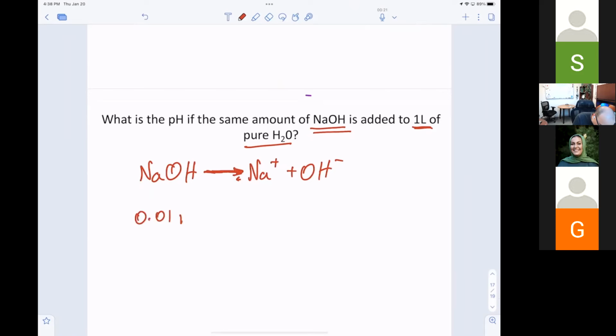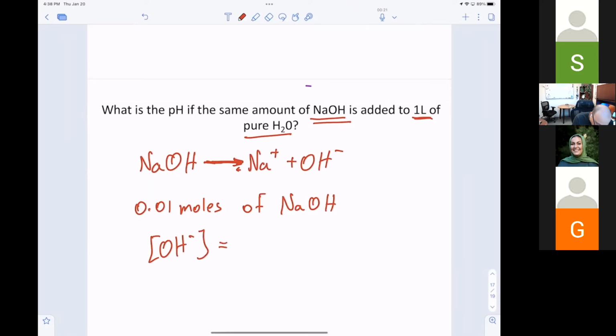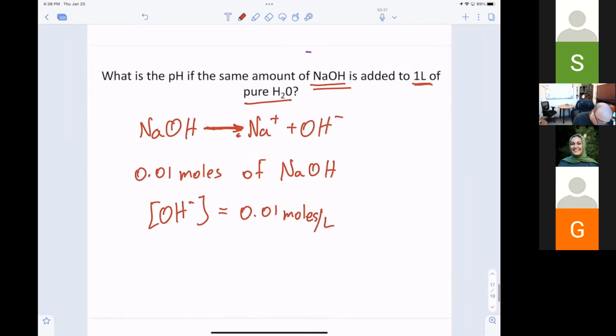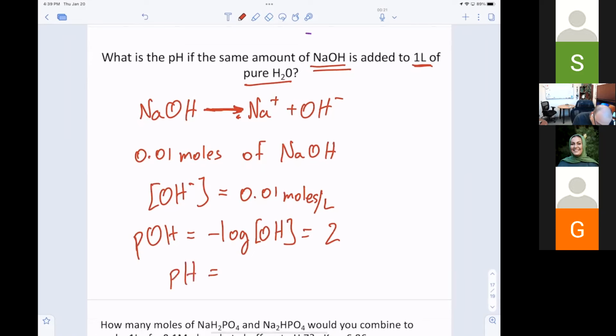So if the same amount, right, if I have 0.01 moles of NaOH in water, what do I have? Everything dissociates, so everything went to hydroxide concentration. That will be 0.01 moles per liter. And if you remember, we can do the pOH equal negative log of OH. And if you plug in the numbers, you get that the pOH is 2. And that means that the pH, well, let me do that, pH plus pOH equal 14. And therefore, the pH in this one will be 12.